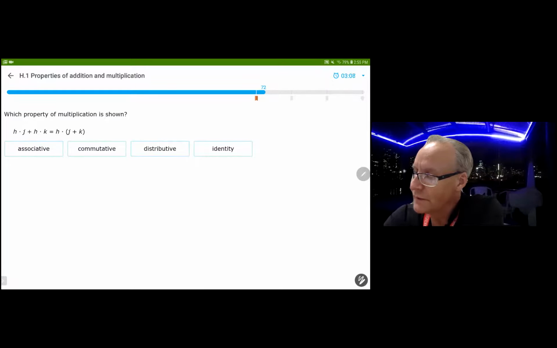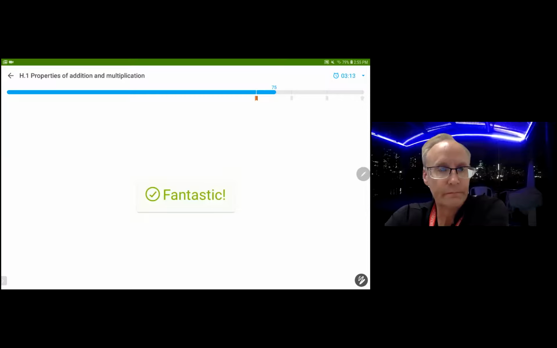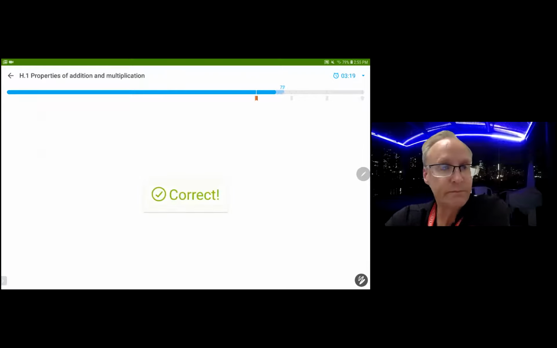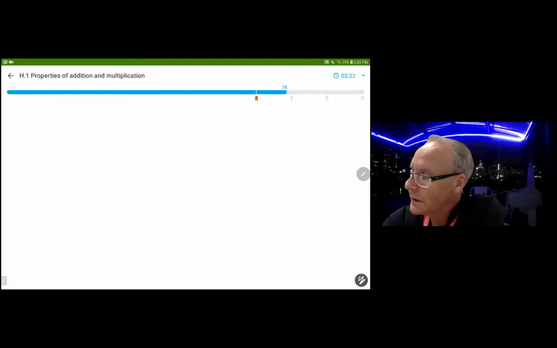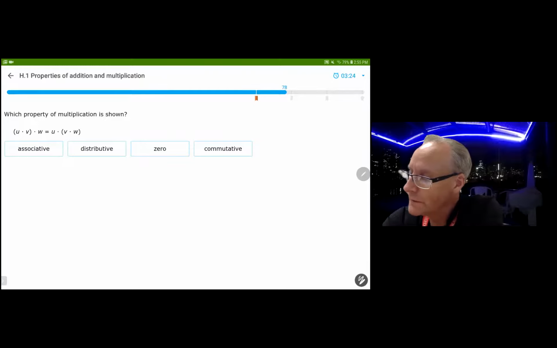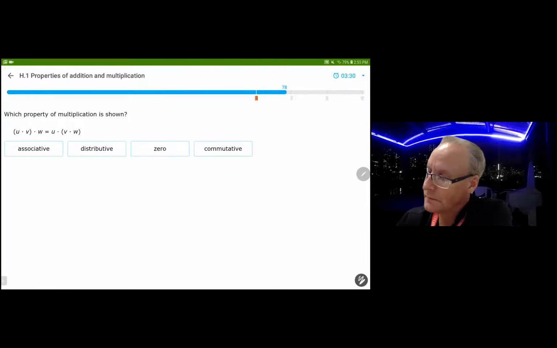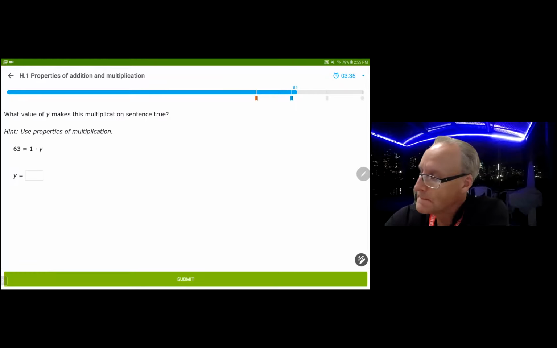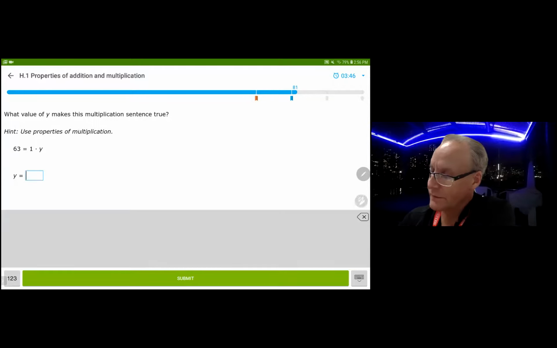Property of multiplication is shown. It looks like they distributed. This is the identity property of multiplication. And this one is, they reassociated. Use the properties of multiplication. So what value of y? Well, duh, 63.